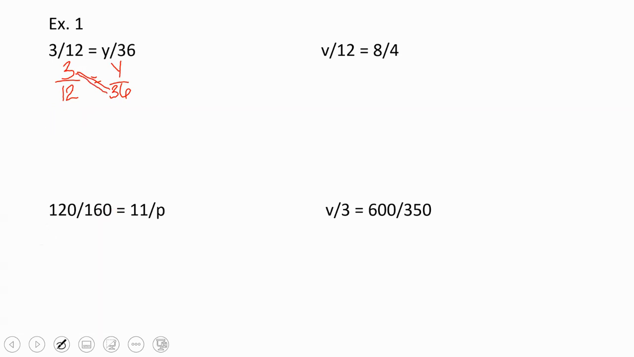So 3 times 36 gives you 108, and y times 12 gives you 12y. Those are still equal to each other. Now we're just solving a one-step equation. So you're going to divide both sides by 12, and you're going to get that y is equal to 9. 108 divided by 12 is 9, which is the same thing we got before. Okay, let's try this one.